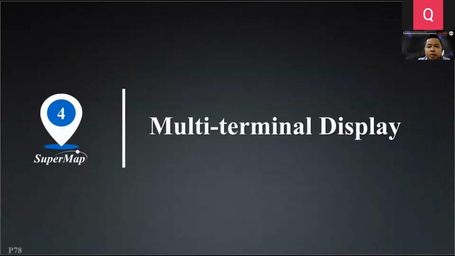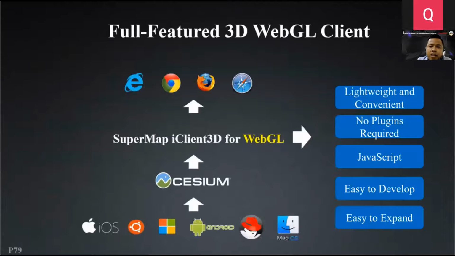So let's move to the multi-terminal display. Multi-terminal display means that it can be displayed on various terminals. The flow is more or less like this. The data is initially only displayed on a certain local operating system that can be Windows, iOS, Linux, and so on. And then it will be brought to a web browser terminal using the Cesium framework, whose implementation uses iClient3D for WebGL. This process is done based on the JavaScript programming language and without using any plugin. The development process is quite easy and very easy to scale up to larger applications.